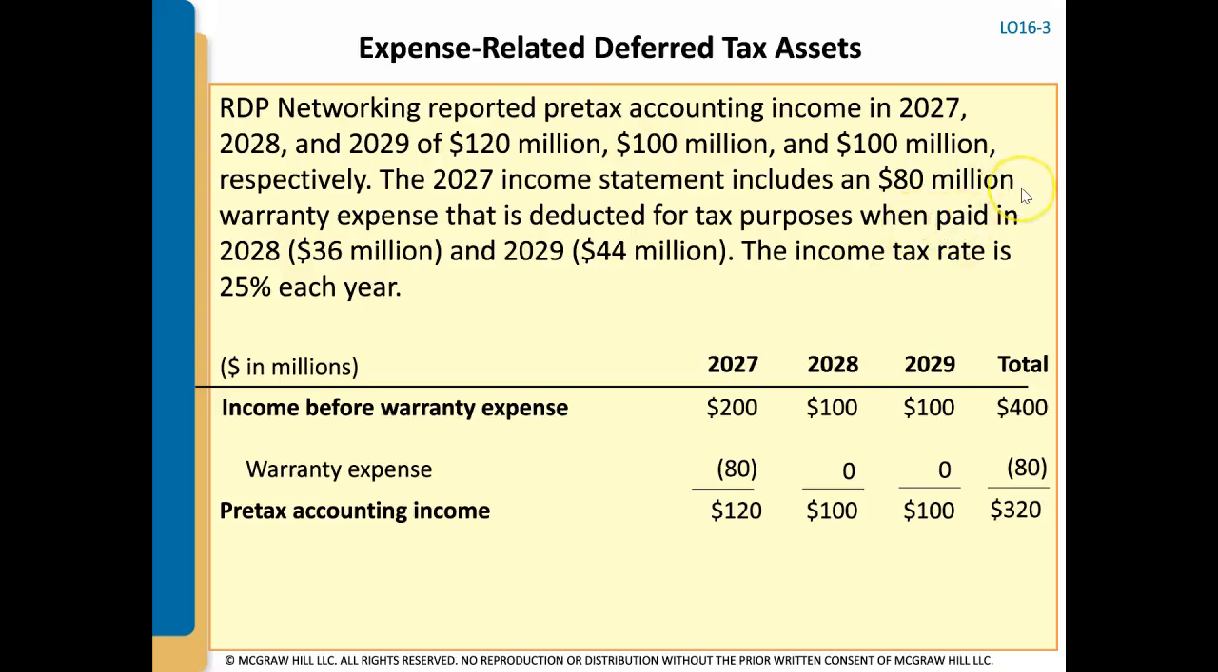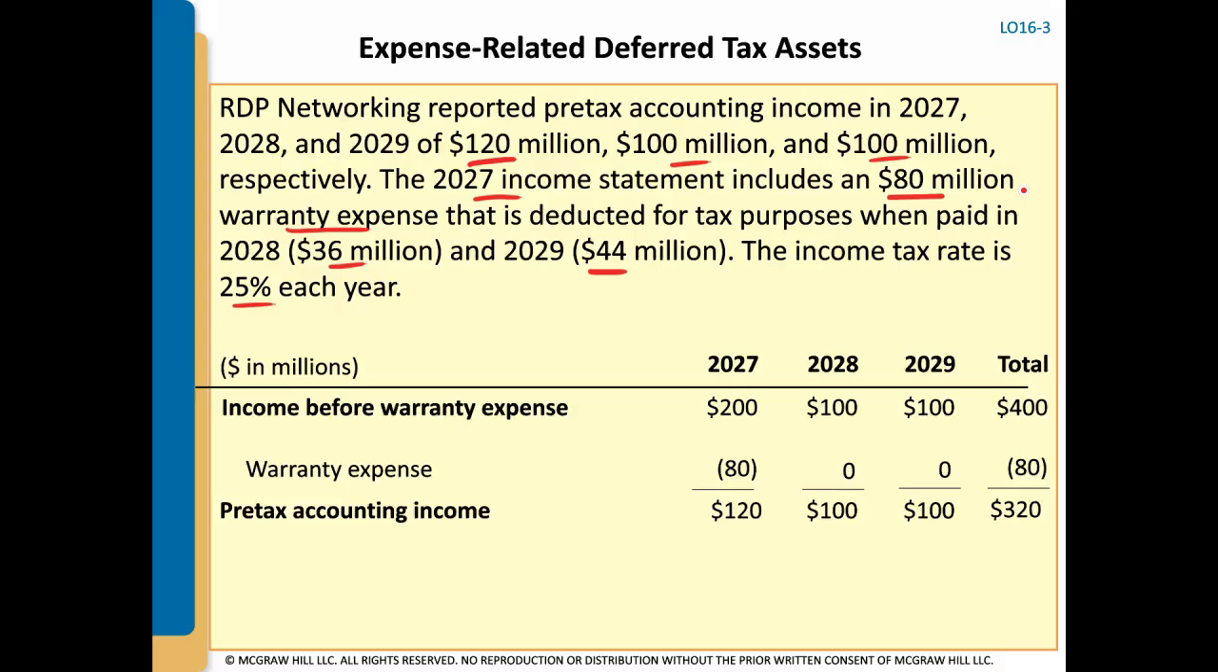Let's go through an example. RDP Networking reported pre-tax accounting income in 2027, 2028, and 2029 of $120 million, $100 million, and $100 million respectively. The 2027 income statement includes an $80 million warranty expense that is deducted for tax when paid, which is $36 million in 2028 and $44 million in 2029, and the income tax rate is 25% each year.